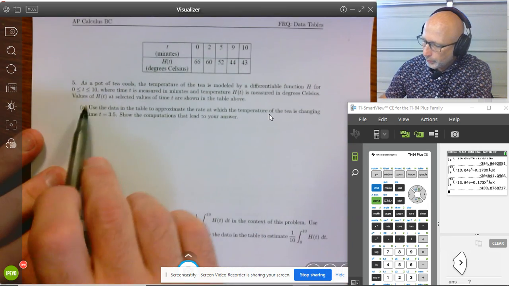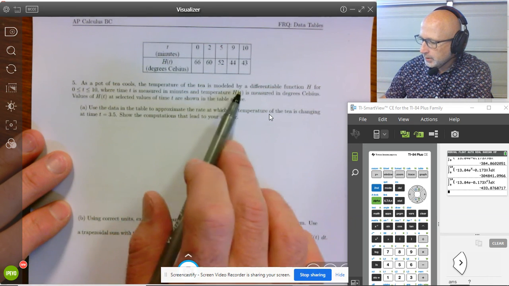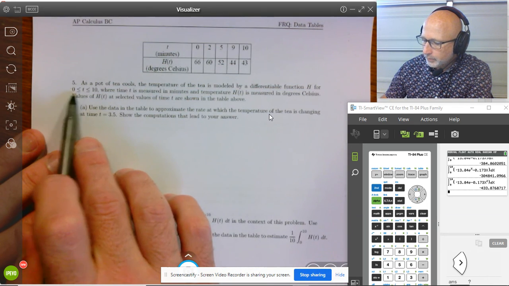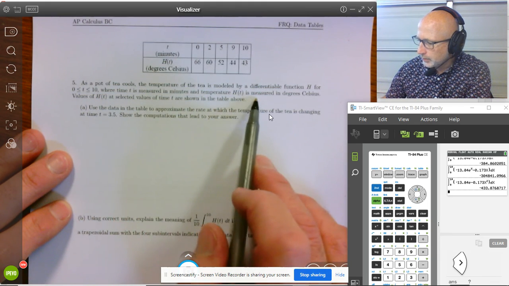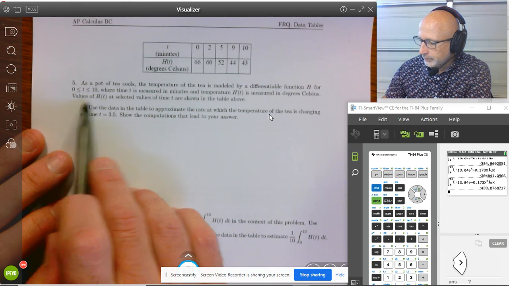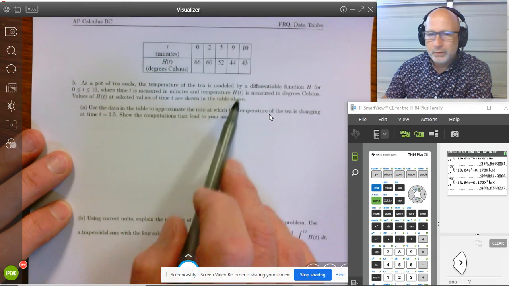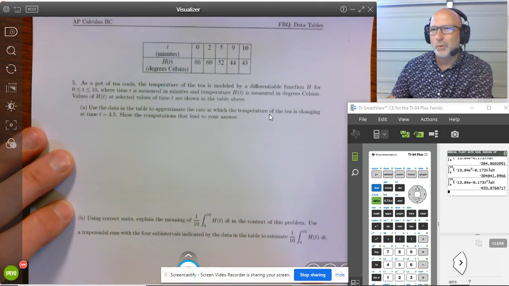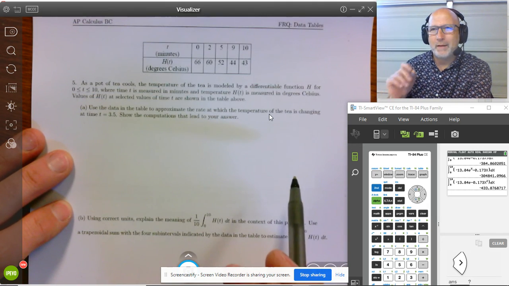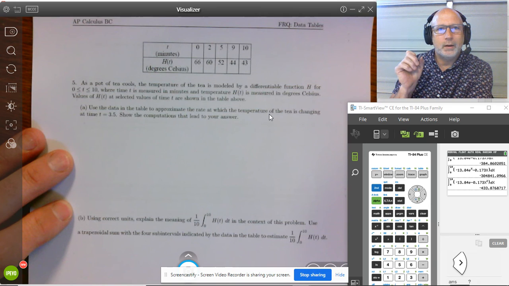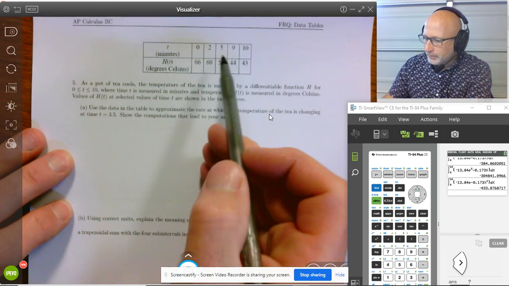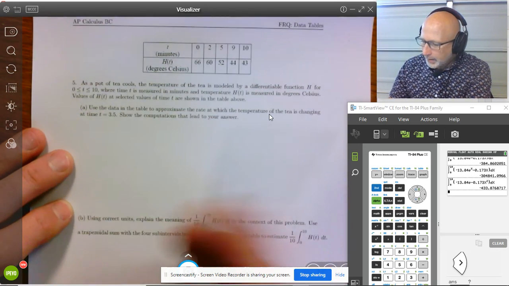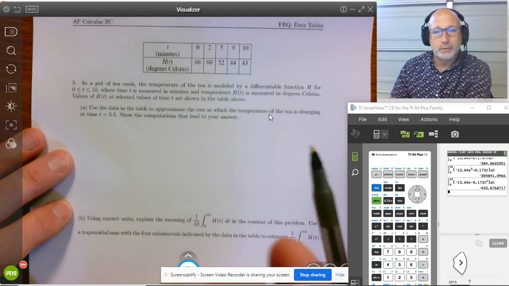As a pot of tea cools, the temperature of the tea is modeled by a differentiable function h for t between 0 and 10, where time t is measured in minutes and temperature h(t) is measured in degrees Celsius. Values of h(t) at selected values of time t are shown in the table above. As soon as you get a table like this, you should be thinking of a Riemann sum, or possibly the average value, where they ask you to find the rate of change of h at, say, 4.5 or 6.5. You just go between. So you should recognize what type of question this is going to be.